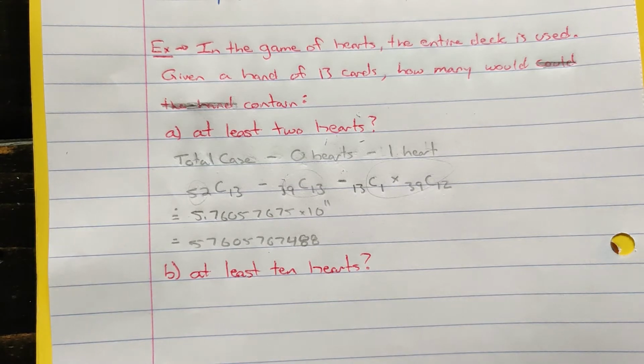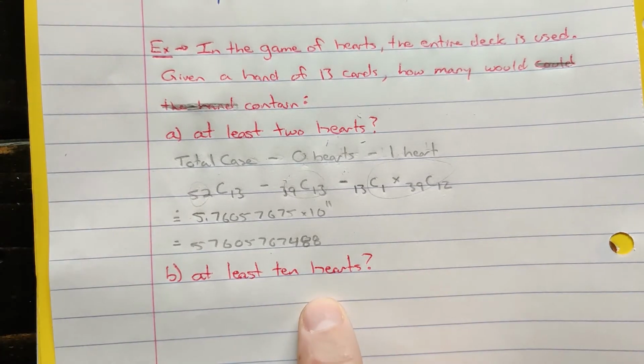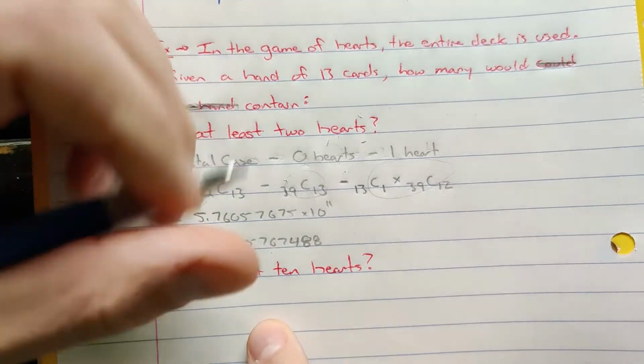Now, in the case where we want at least 10 hearts, well, now we just have the case of 10 hearts, 11 hearts, 12 hearts, and 13 hearts. Now there's only 4 cases that we want. So it'll be easier to actually calculate the 4 cases we want rather than the ones we don't want. So in this case, there's less to do if we do it directly.